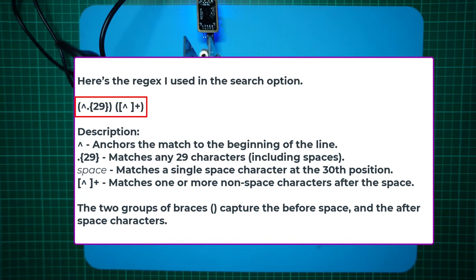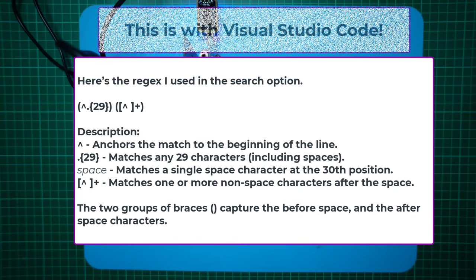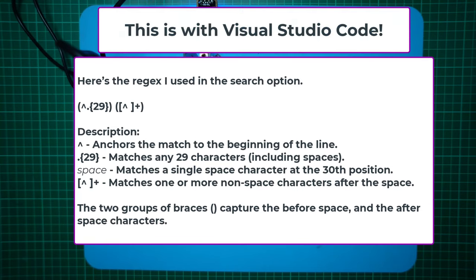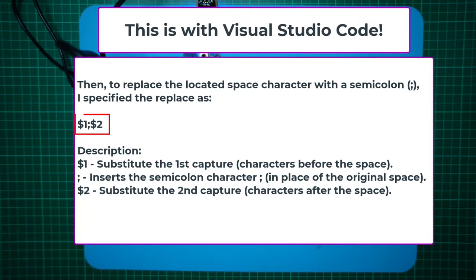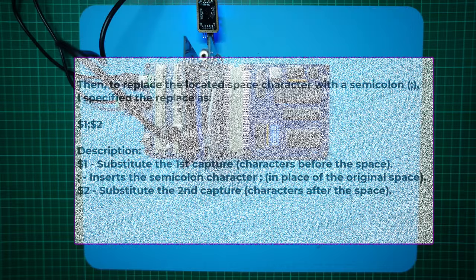I've included an explanation of my regex. Note that I'm capturing the characters before the space and also after the space to allow reformatting the line with a semicolon instead of the space. So I specified the replace as shown with the explanation as shown. Having completed this, it resolved 99% of the commenting issue, leaving only a few lines to fix where the comment didn't start at column 31.